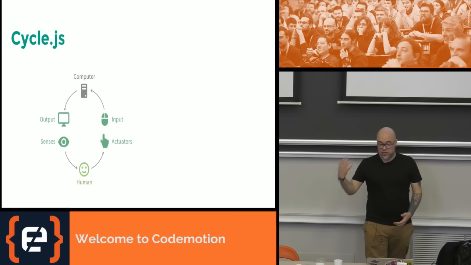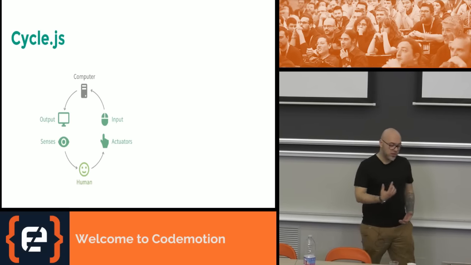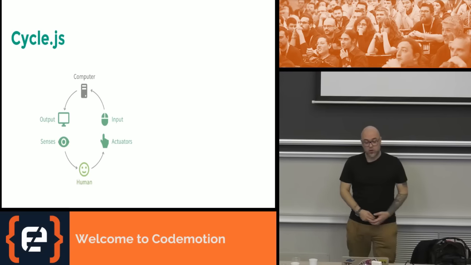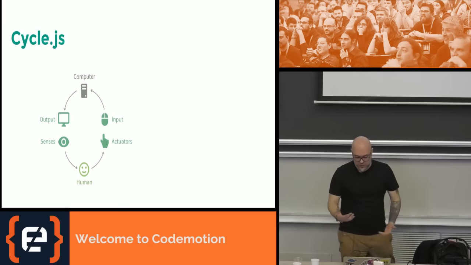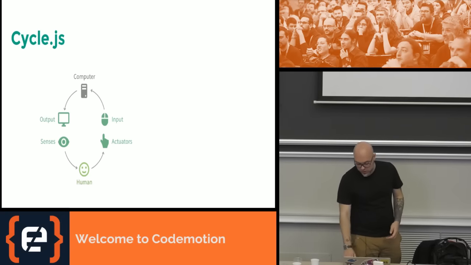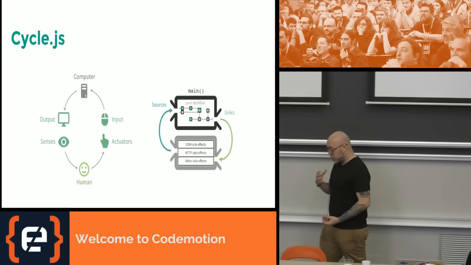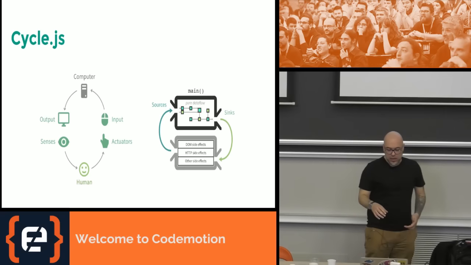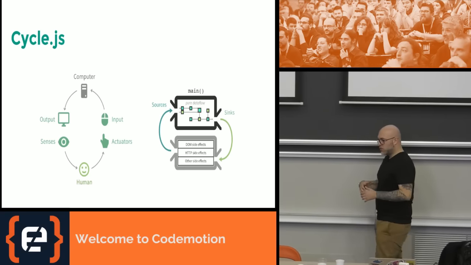So we have a human that is interacting with a computer, where he has an input, and there is always this circle. The computer elaborates the data and prepares an output that is fetched by the human through eyes and so on. And this circle continues. So Andre Staltz, the creator of Cycle.js, used this idea in order to create Cycle.